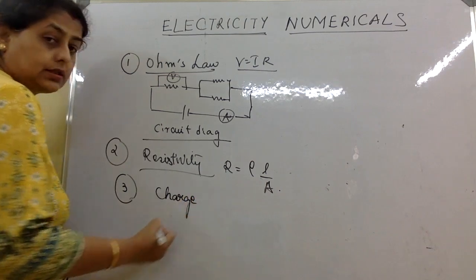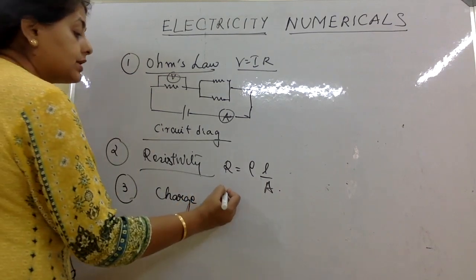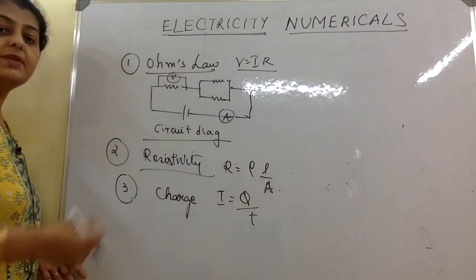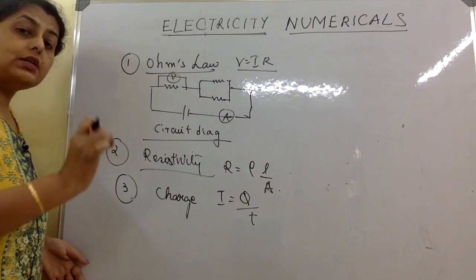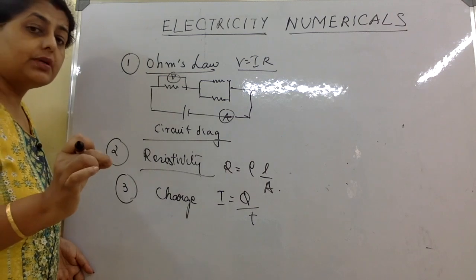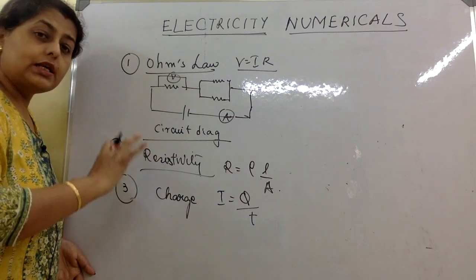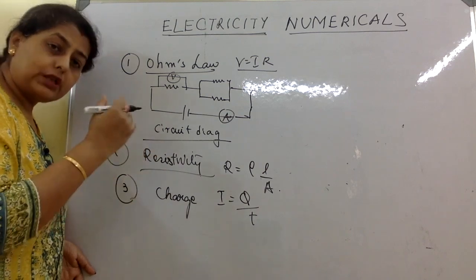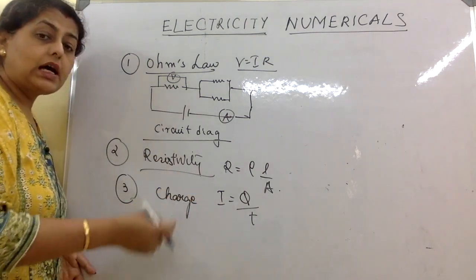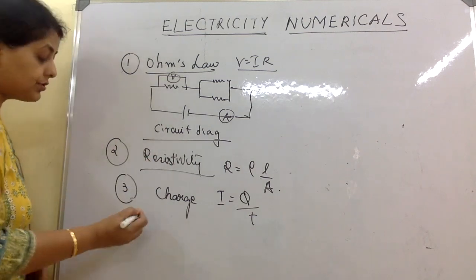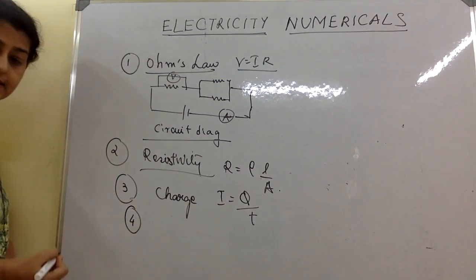The third one is questions based on charge. Charge is when we say I is equal to Q by t, there are some numericals based on this. The charge on 1 electron is this much coulomb. The charge of 1 coulomb is made up of this many electrons. So we use those values in these sums. How many amperes are flowing through the wire, all that. So that also is there in the exercise.